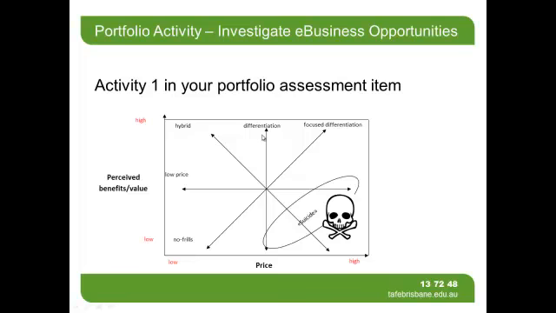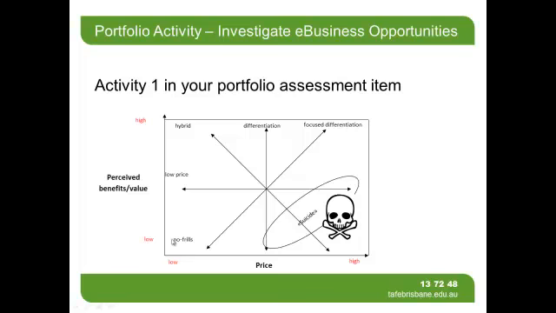Firms offering medium price but high perceived benefits or value are considered to be in the differentiation zone, so these firms are using a differentiation strategy. And finally, positioned up the top here is focused differentiation or niche. These are niche companies, and they offer their products or services for high perceived benefits or value and a high price. Down in this bottom corner, we have the suicide zone.